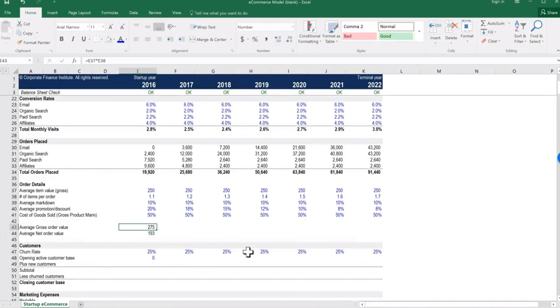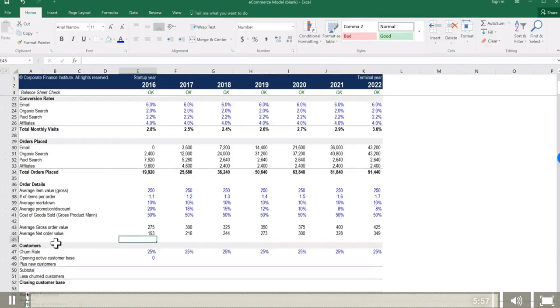As you can see in this case, there's a fairly significant discount from the net value to the gross value. If we select both of these and the area to the right, we can use Control R to fill right. Now that the order details are in place, we can model the next section, which is customers.